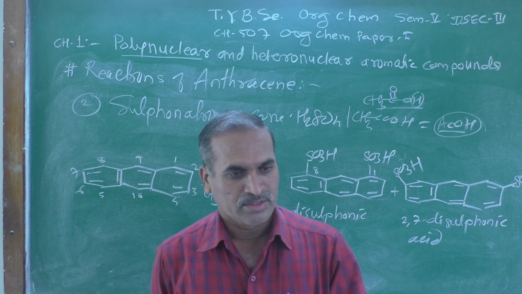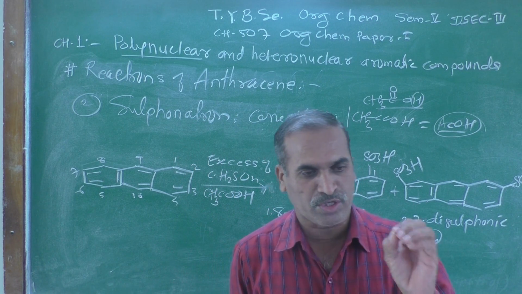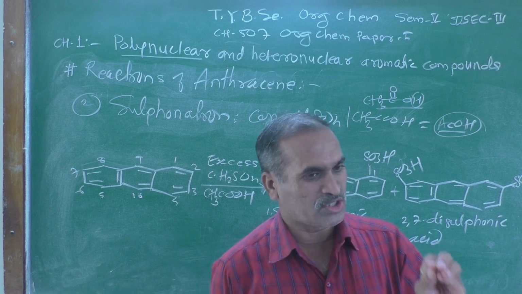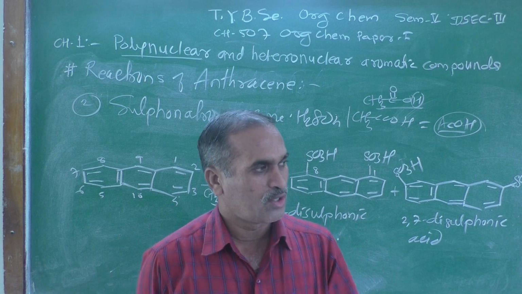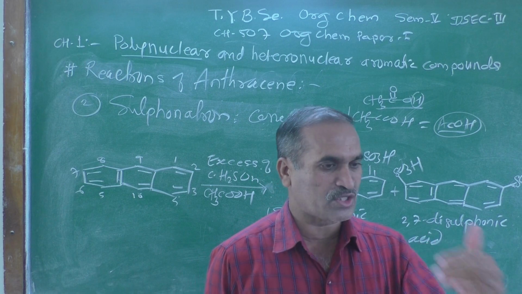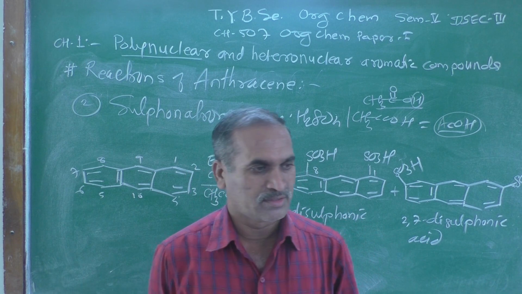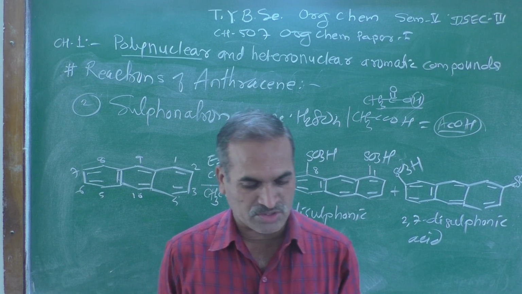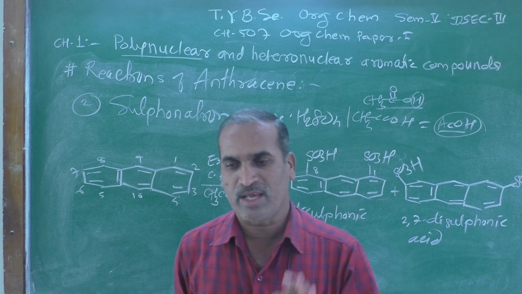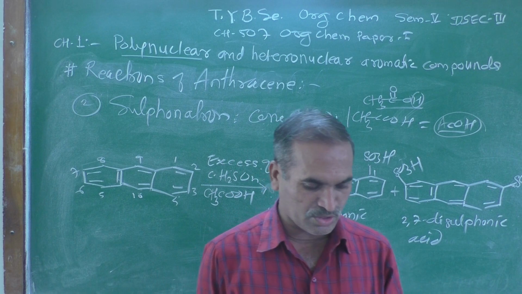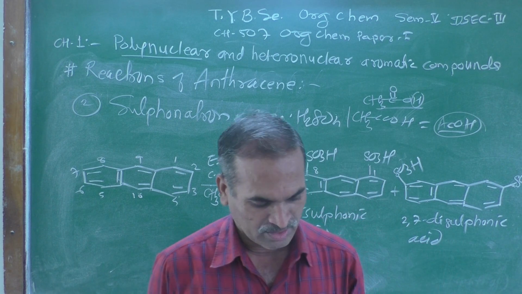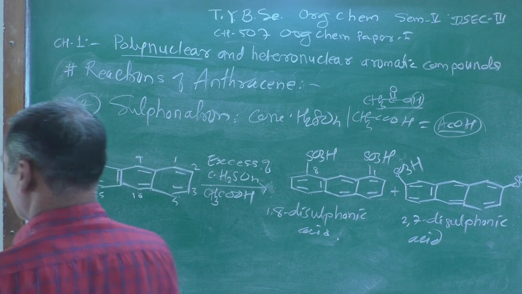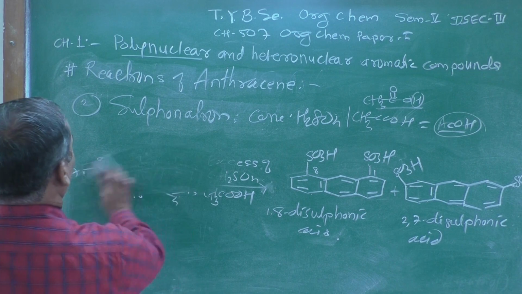But when an excess amount of concentrated H2SO4 is used, it gives a mixture of the products: one is 1,8 disulfonic acid, and another one is 2,7 disulfonic acid. These are the mixture generally obtained when an excess amount of concentrated H2SO4 is employed. Now let us move on to the next reaction, which is a halogenation reaction.